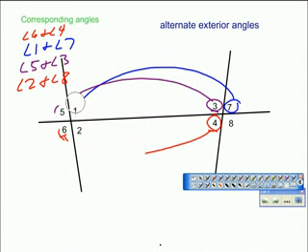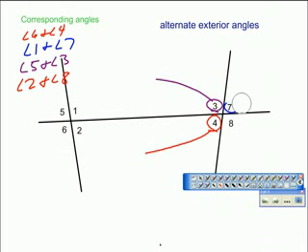Because now we're going to look at a different relationship. But hopefully, since we've already had alternate interiors, you could figure out what are alternate exteriors. Well, alternate refers to what? How they relate to the transversal. An exterior would mean they're on the outside of the two lines. So which four angles are on the outside? 5, 6, 7, and 8.